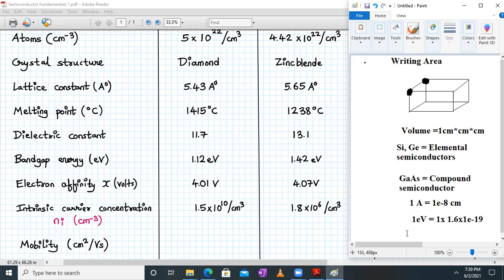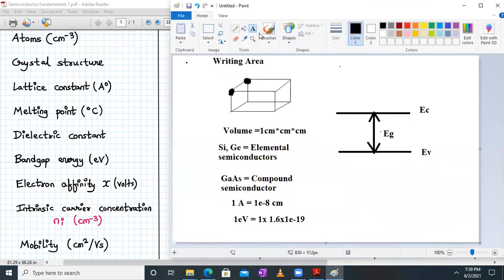Next is the electron affinity. There is one more level over here, that is the vacuum level. Let me show it over here. It is somewhere around here.